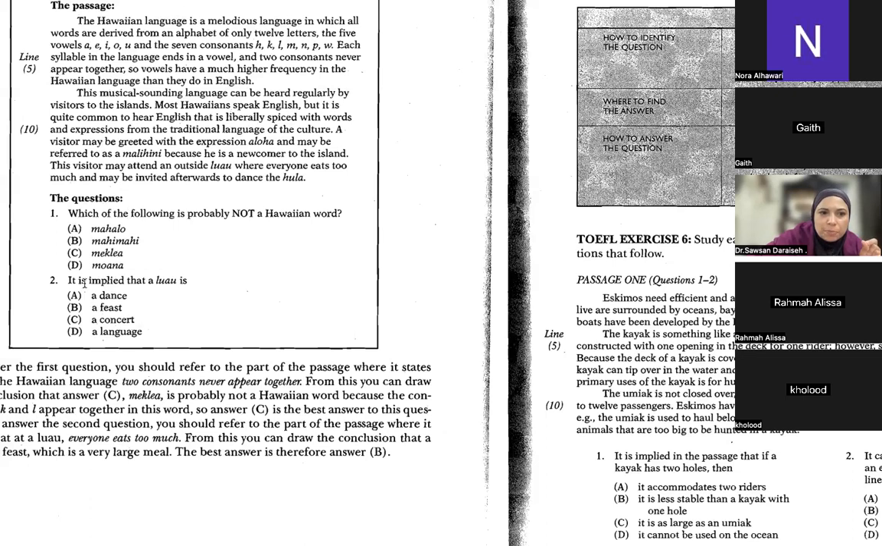You did a good job. How about number two? Do you want to do number two for us too? Yes. It is implied that luwa is wow. I don't know what that is really. Maybe I pronounced it wrong. I'm not Hawaiian.